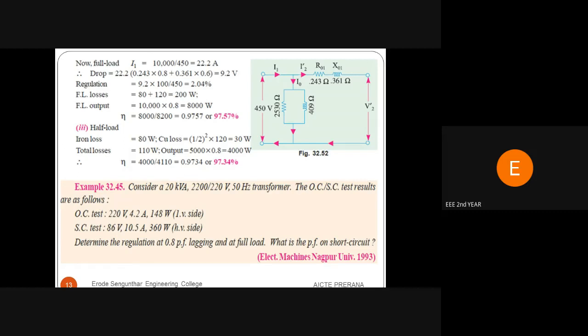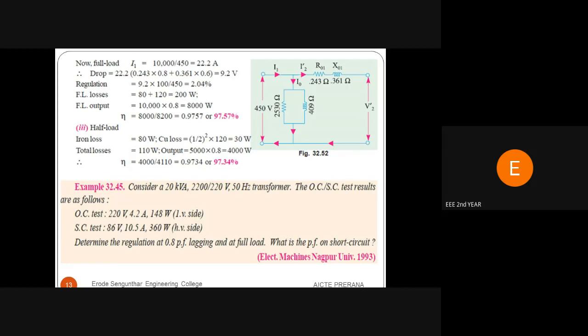So input power equal to output power plus losses. That is 8,000 divided by 8,200. We can get 97.57%. Here the efficiency of the transformer is mostly above 95%.